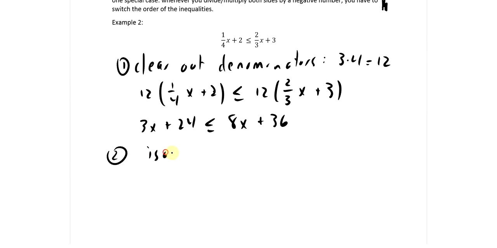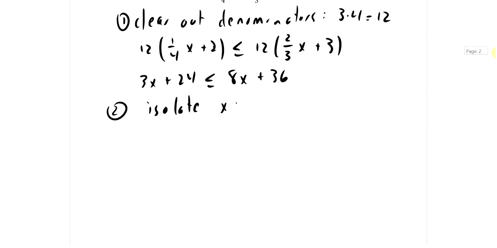And now we want to isolate the x. How do we do that? Well, let's subtract a 24 over to the right side. Right, so subtract 24 from both sides. 36 minus 24 is 12. And then we'll subtract an 8x from both sides. And that will give me a minus 5x is less than or equal to 12.